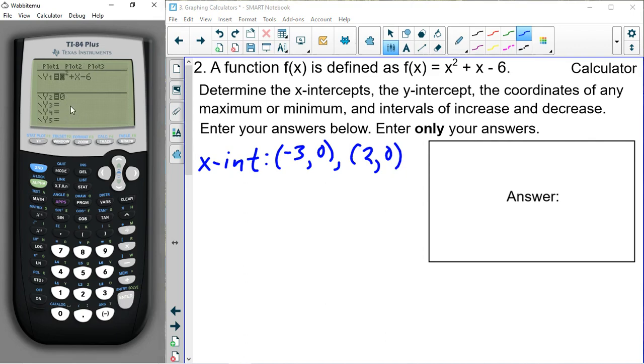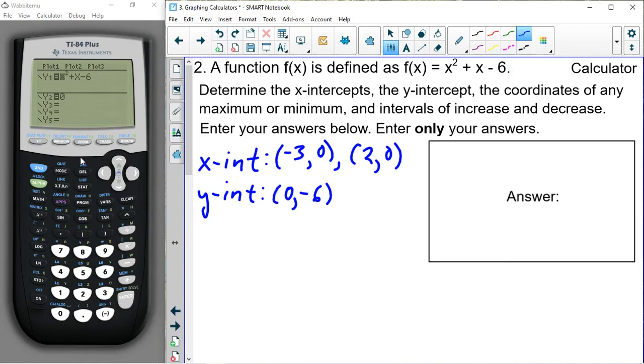So x-intercepts are done. The next thing we had to do are find the y-intercept. Again, there's a couple different ways to do this. I would actually do this without the graphing calculator, because I know if we have something written in standard form, the constant will always be the y-intercept. So the y-intercept here is going to be 0, -6.